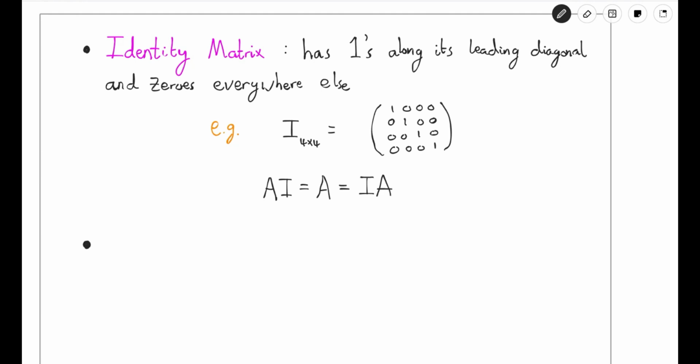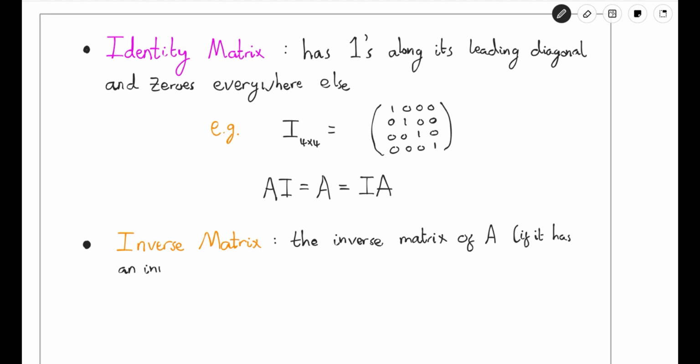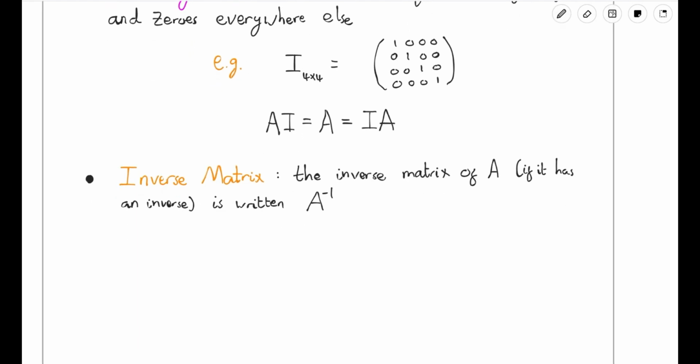The identity matrix is useful as it's going to allow us to define what we mean by an inverse matrix. The inverse of a matrix A, if it indeed has an inverse, not all matrices have one, is written A to the power of -1. What defines the inverse matrix is that if you take the original matrix and multiply it by the inverse, the result is just the identity matrix. It's like multiplying integers with their reciprocals. 2 times a half will be 1.